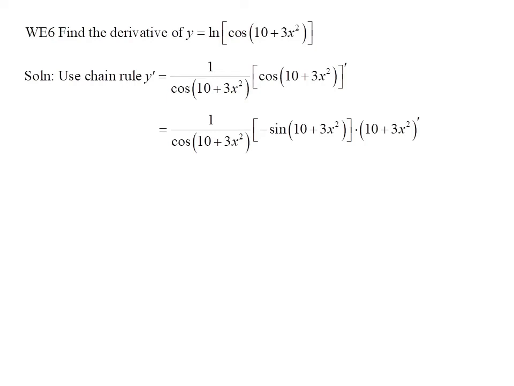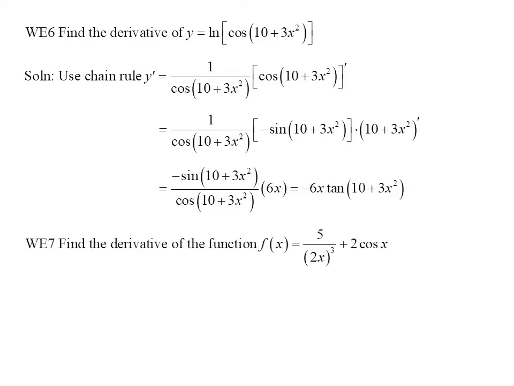Hence, y prime equals the reciprocal of cosine of 10 plus 3x squared times the derivative of cosine of 10 plus 3x squared, which equals the reciprocal of cosine of 10 plus 3x squared times negative sine of 10 plus 3x squared times the derivative of 10 plus 3x squared. After being simplified, the derivative of the function becomes negative 6x times tangent of 10 plus 3x squared.